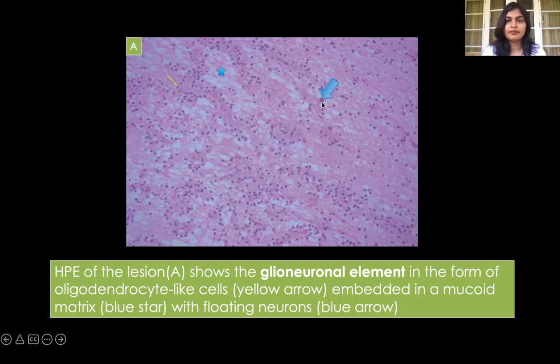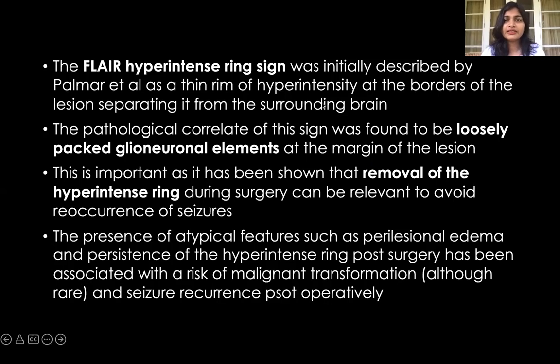The FLAIR hyperintense ring sign was initially described by Parmar et al. as a thin rim of hyperintensity at the border of the lesion, separating it from the surrounding brain. The pathological correlation of this sign was found to be loosely packed glioneuronal elements at the margin of the lesion. This is important as it has been shown that removal of the hyperintense ring during surgery can be relevant to avoid recurrence of the seizures.